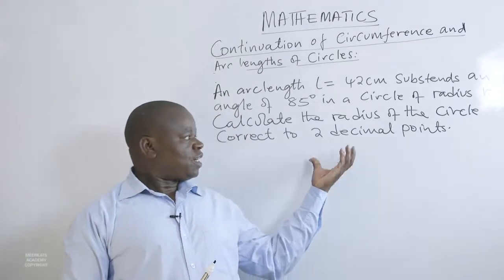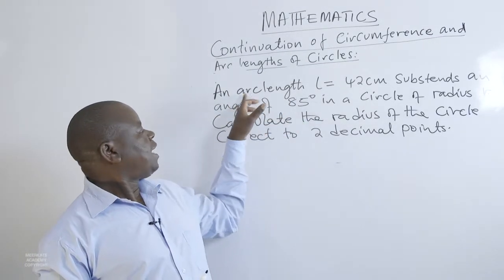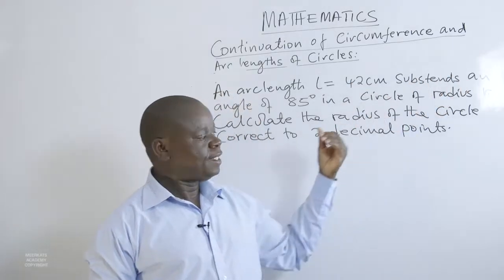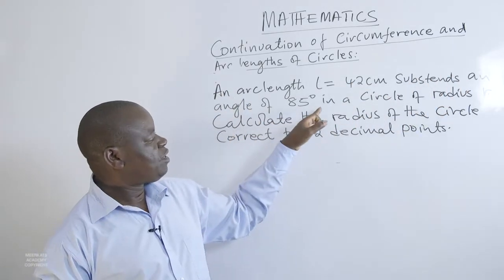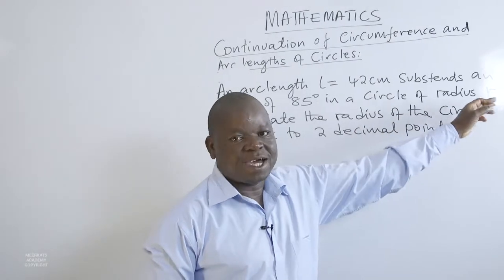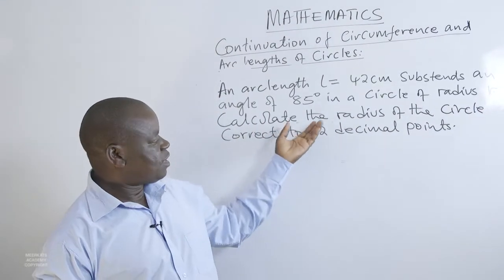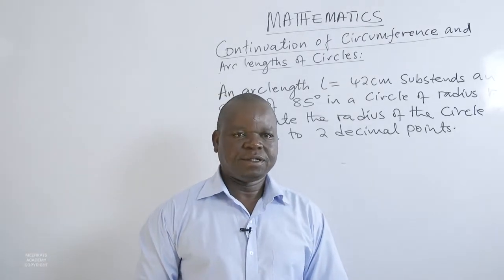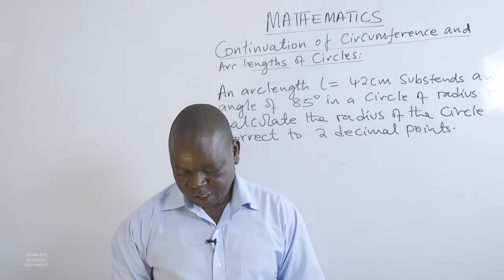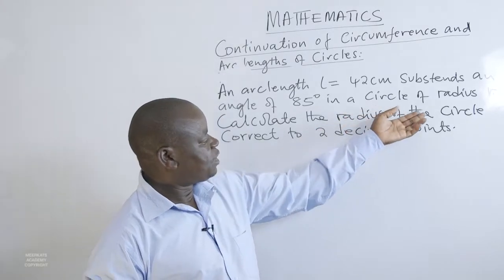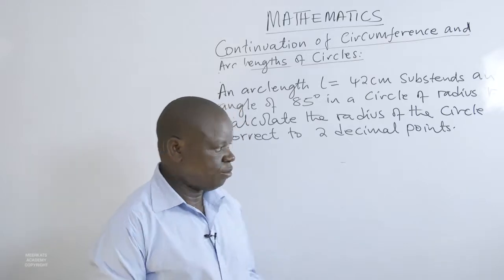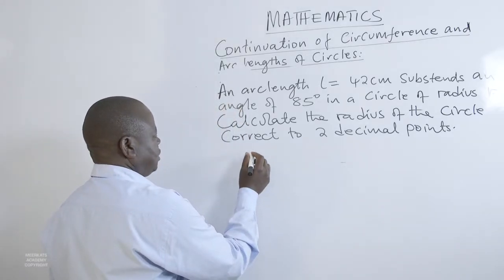So look at this question, class. An arc length L equal to 42 centimeters subtends an angle of 85 degrees in a circle of radius R. Calculate the radius of the circle, correct to 2 decimal places. That is the question that will give us the calculation of the radius, but the general formula remains the same. So let's work it.